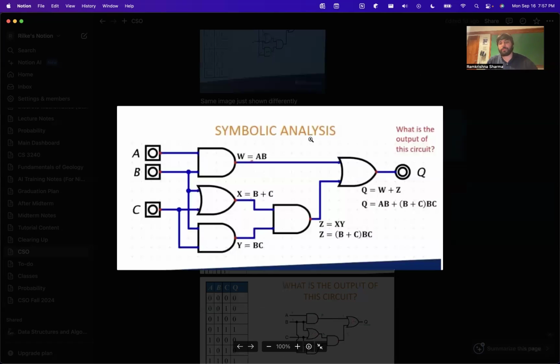Again, this is more of talking about the equation representation. If you think of this gate in here as W, A and B being sent in is actually A times B. The OR is plus. And you have another gate here, B times C, if you want to think of it that way. And then Z is essentially X times Y. In other words, whatever the value of this is and whatever the value of this is, multiply it.